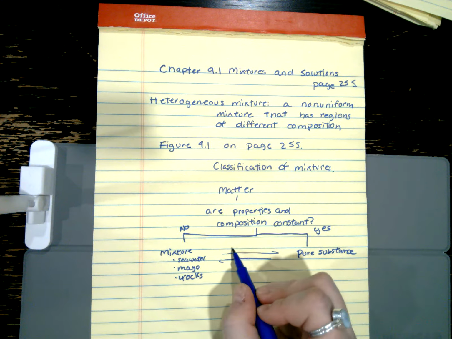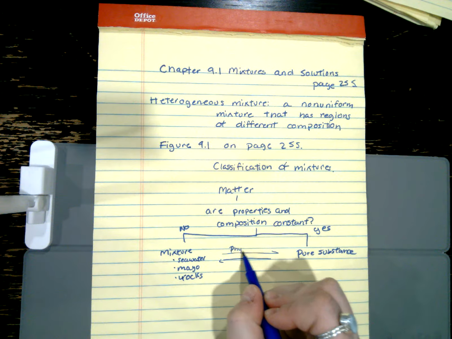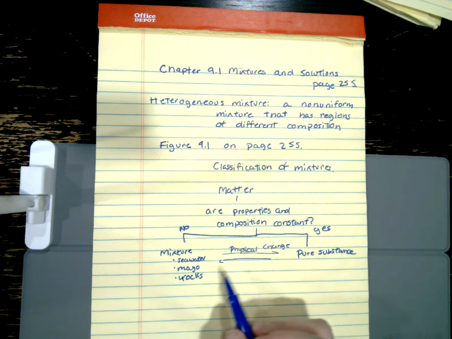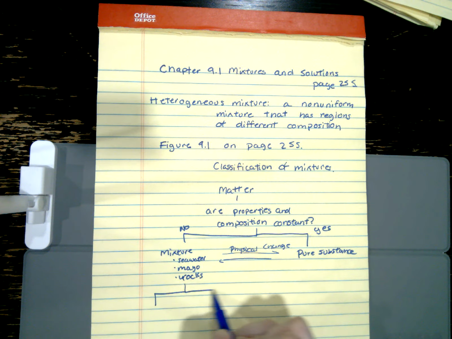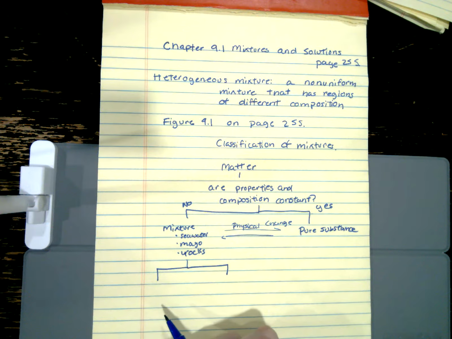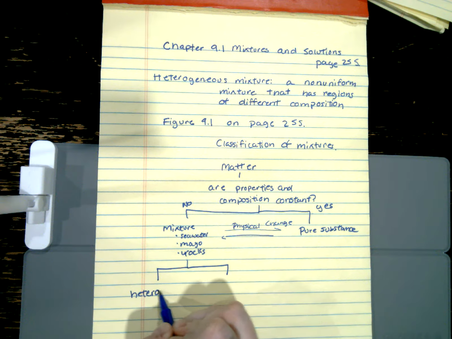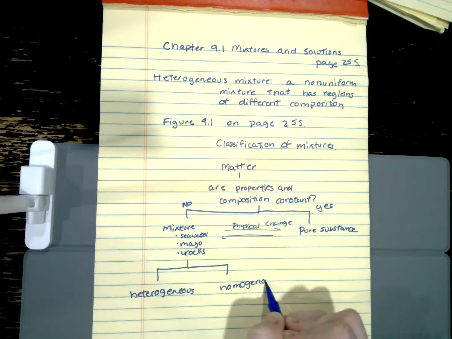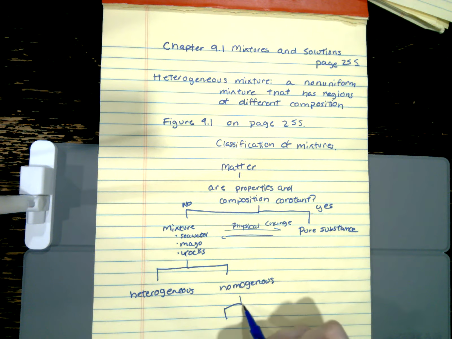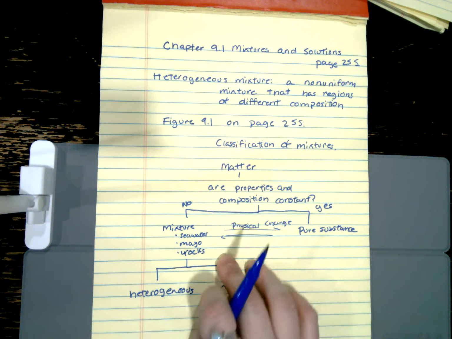And here, this is physical change. Physical change can occur to make it a pure substance, and it can go back and forth. So a mixture can then be moved to two things. A mixture can be heterogeneous and homogeneous. And homogeneous mixtures can be solutions or colloids. Now we're going to define all of these things in this chart.